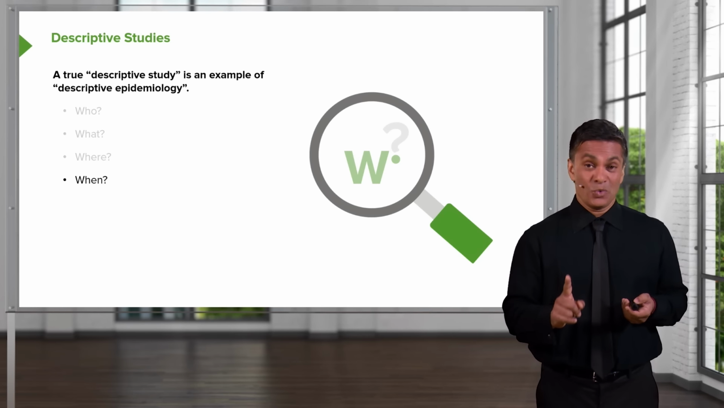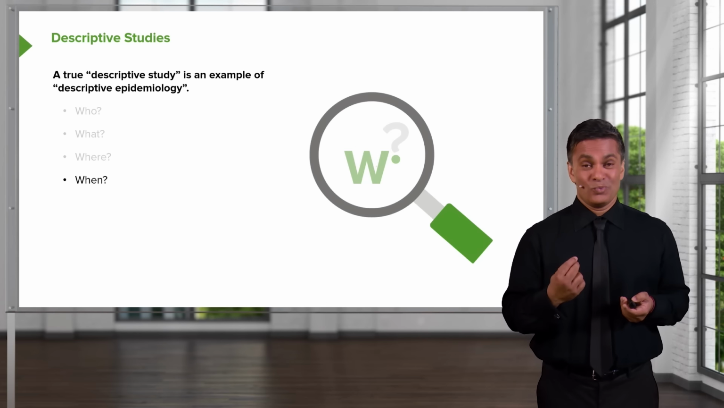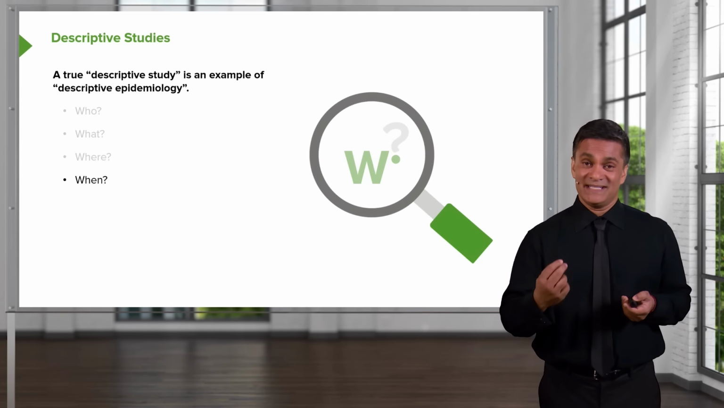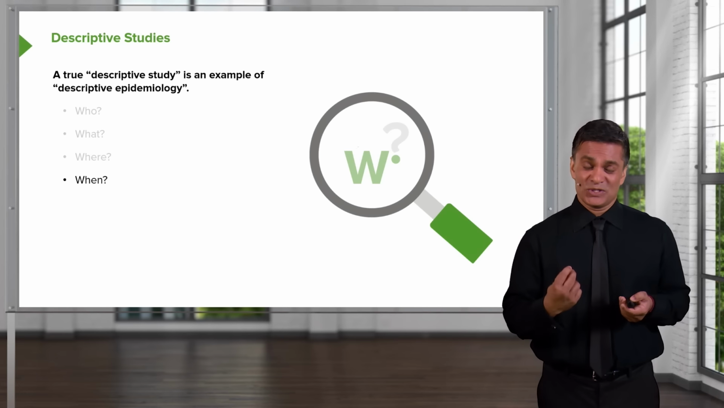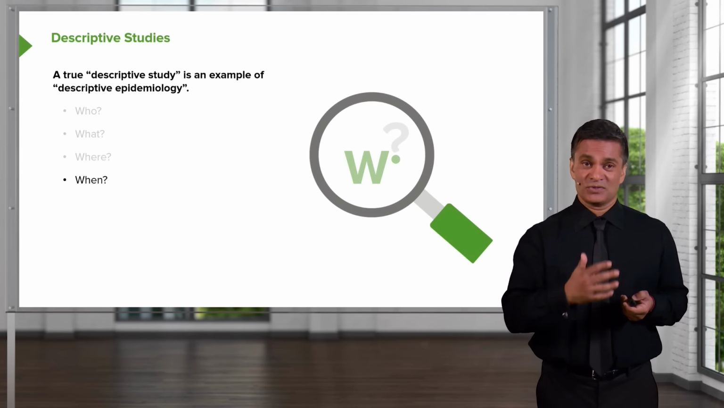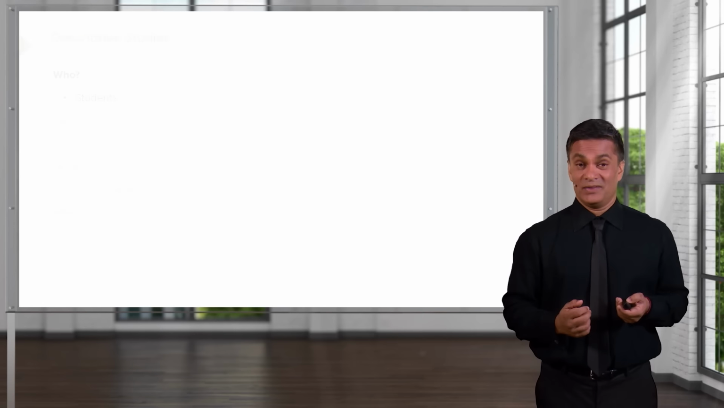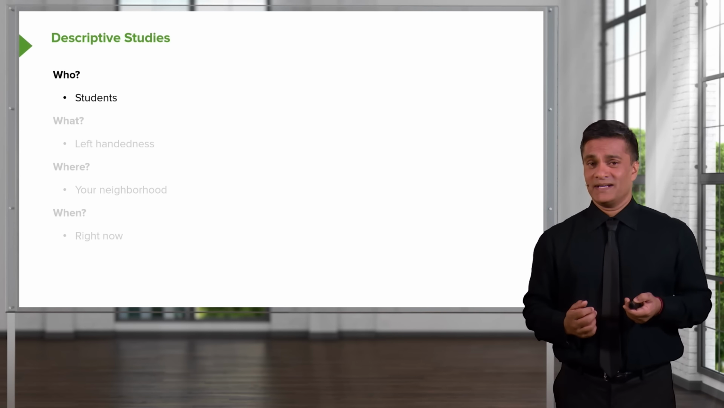Notice that there is no why there, just four W's, who, what, where, and when. When we're into the why, we're into a deeper kind of investigation. Descriptive epidemiology only cares about describing the who, what, where, and the when. So let's think of an example.